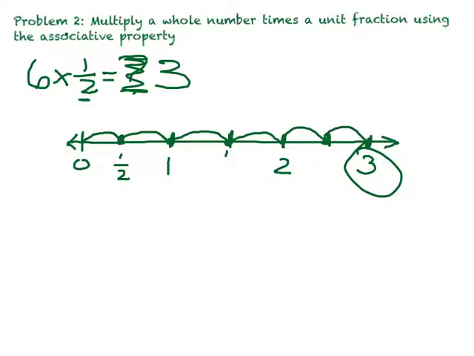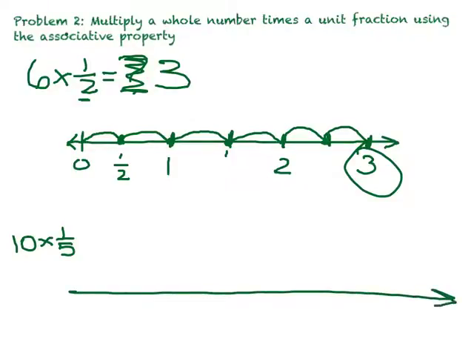Let's look at another problem real quick. We're going to solve this one. We're going to take 10 times 1/5. Again, we're going to draw a number line, and we're going to put 10/5 in here. Here is 0, 1/5, 2, 3, 4, 5, 6, 7, 8, 9, 10. This would be 10/5.